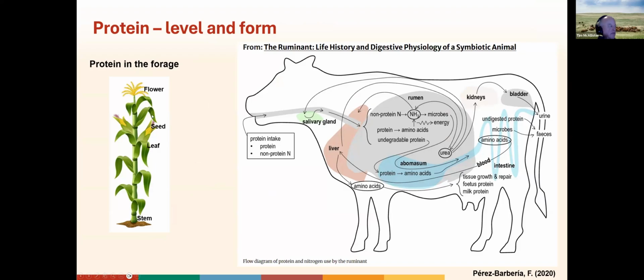So that protein in the forage will also differ depending on whether it's in the kernel or whether it's in the leaf or the flower. And that non-protein nitrogen is used differently than the true protein, which is broken down into amino acids and used for microbial protein synthesis, whereas the non-protein nitrogen is broken down into ammonia, and that ammonia can then be utilized by some of the bacteria to actually synthesize the amino acids and form microbial protein.